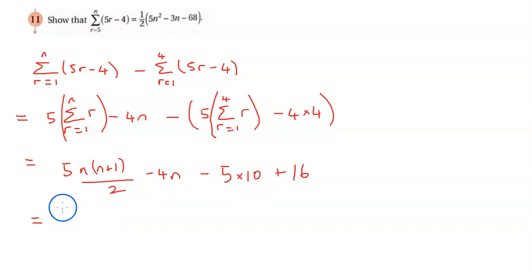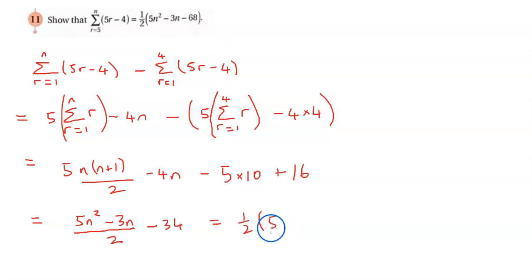So we got 5n squared, and then it's going to be plus 5n minus 8n, so minus 3n. So that's over 2. And then we have minus 50 plus 16, so minus 34, which is indeed equal to 1/2 times 5n squared minus 3n minus 68. Yay for us.